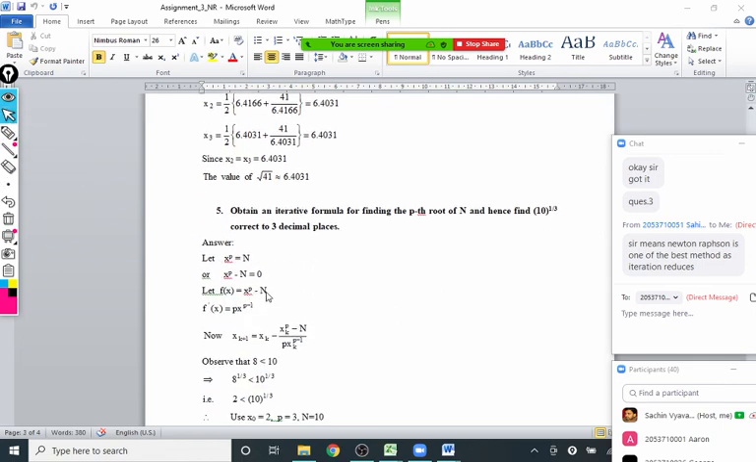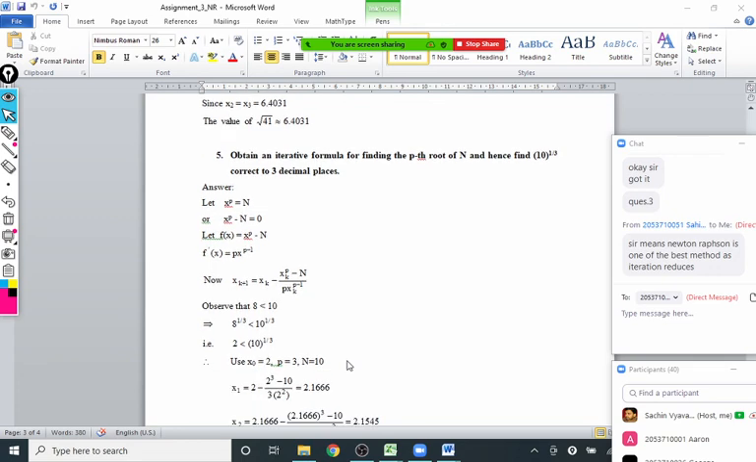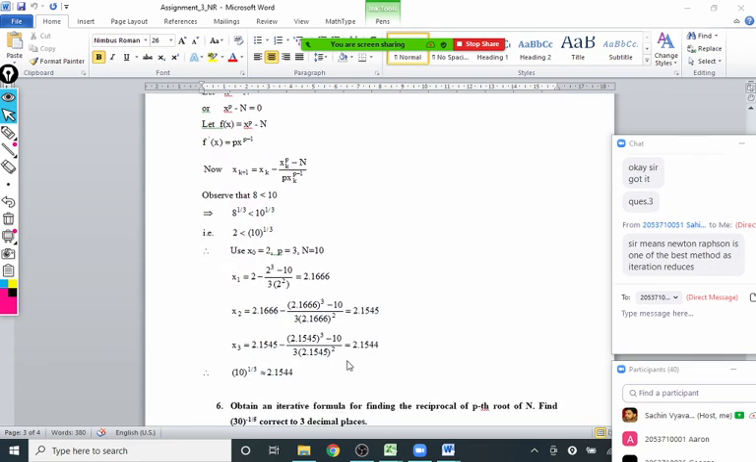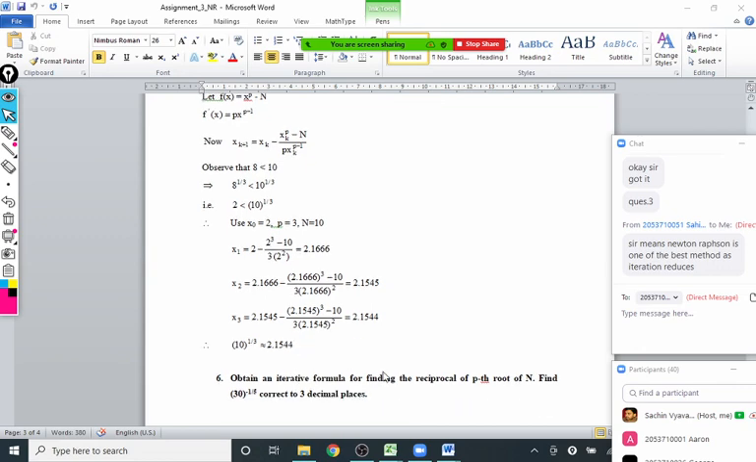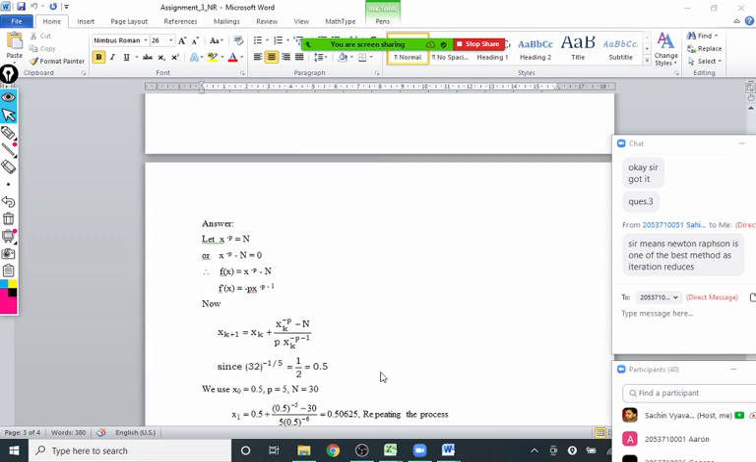You will observe how the iteration formula becomes. Then 10 raised to 1 by 3 you can compute on a calculator. It may come to 2 point something, so you can take x0 equal to 2 again, and you can complete this. You will get the answer. The final answer is 2.1544, and the last example is similar to that.